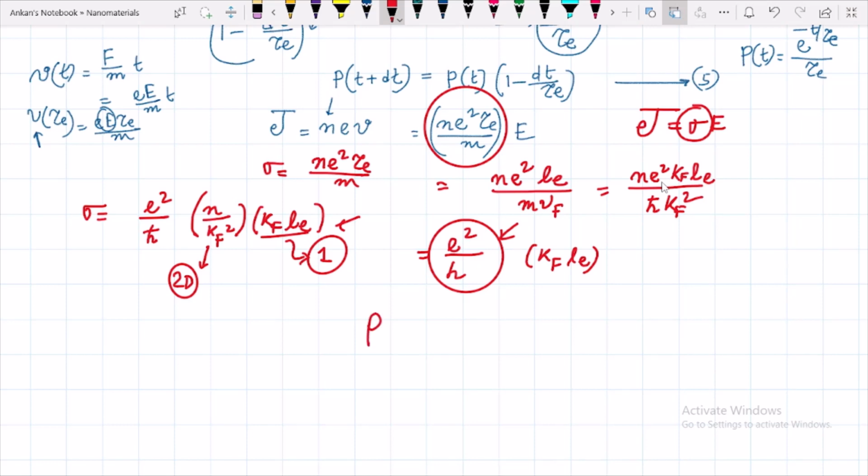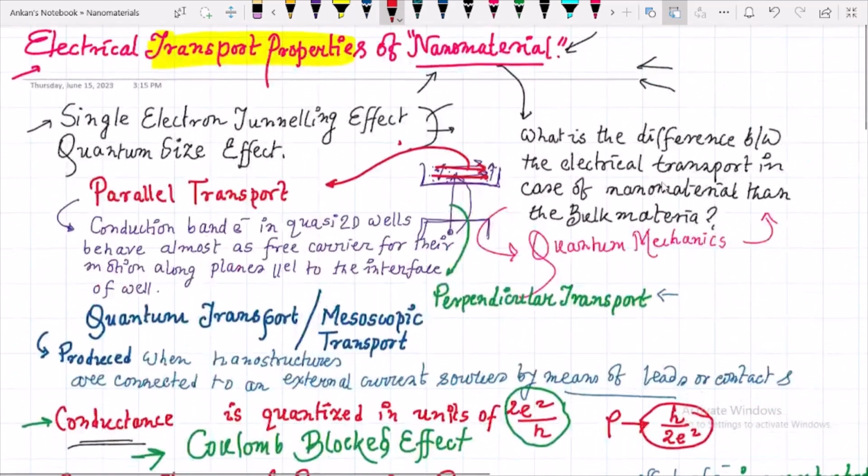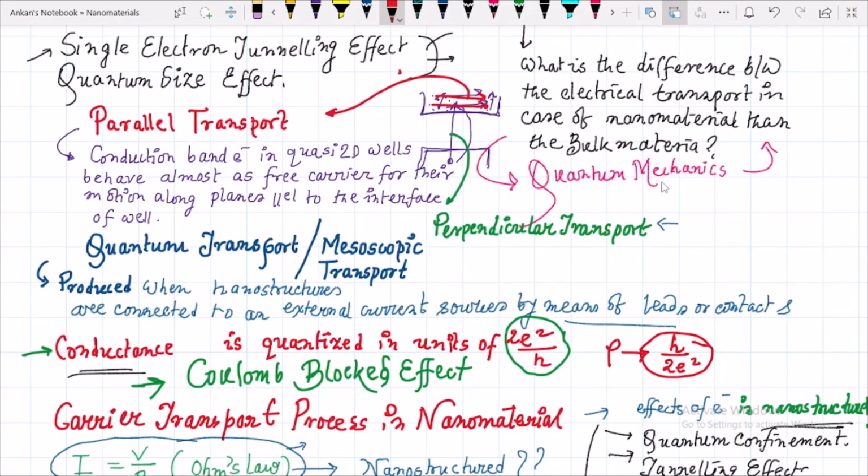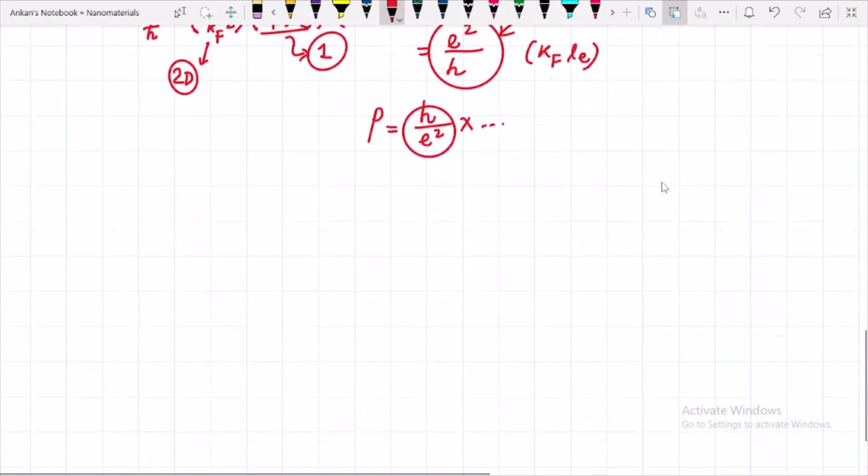Similarly, you can say that resistivity is also equal to h upon e squared in units of this, so quantized with the quantization of h upon e squared. So, as I said before, the conductivity and the resistivity are quantized. The conductivity is quantized in the order of 2 e squared by h, and the resistivity in the order of h by 2 e squared.